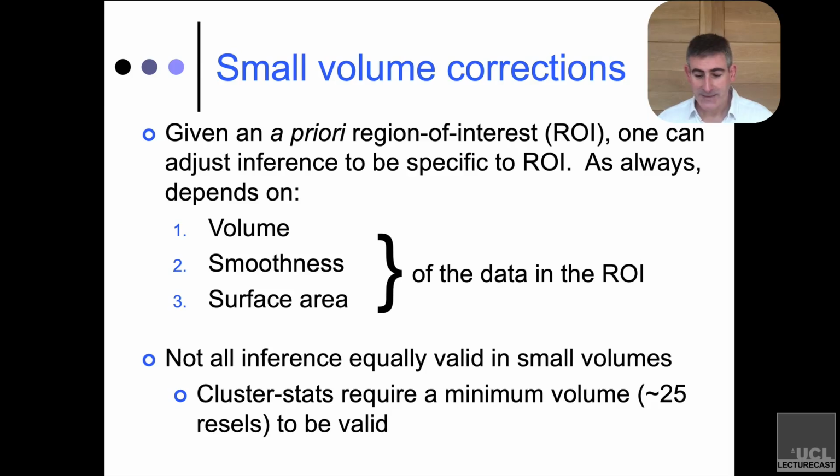What that means is that you need to have a minimum, as a heuristic, of about 25 results within that small volume. If you have something less than that, then it's not going to get an accurate estimate of the null distribution.